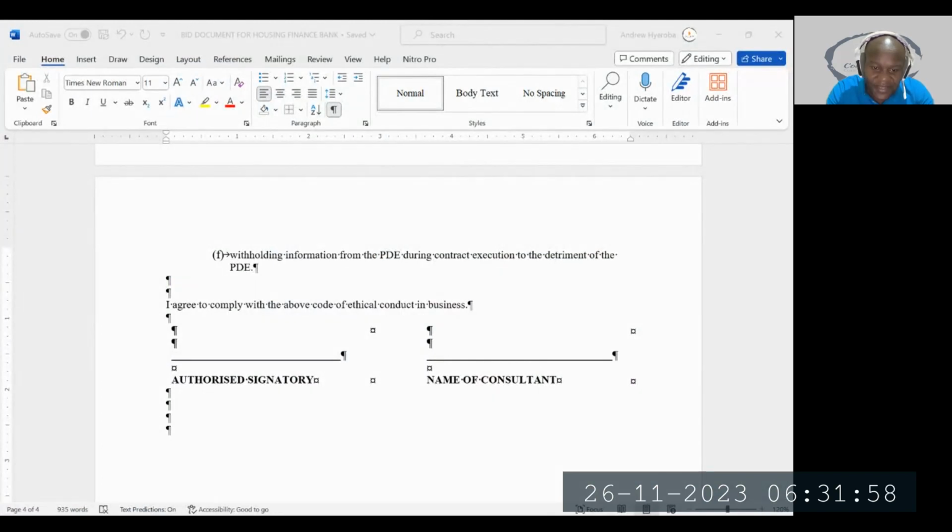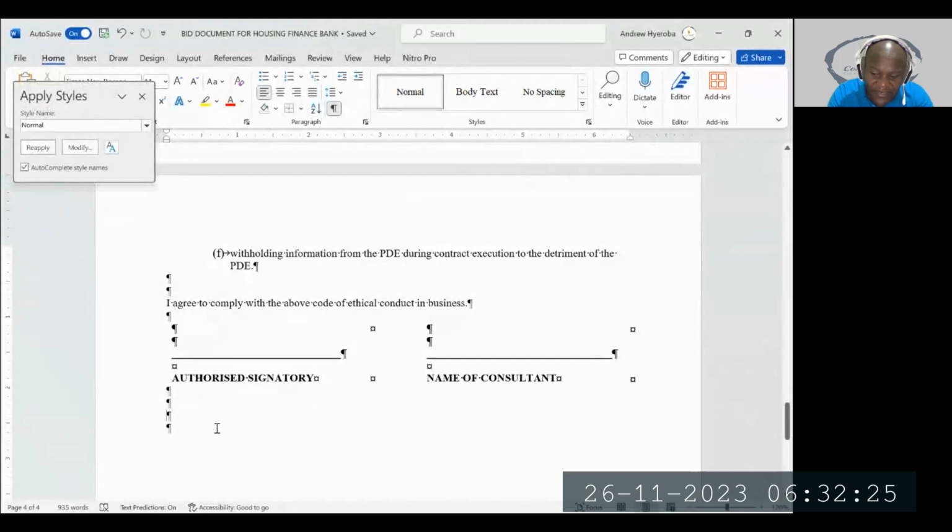So after that, what is the next? Beneficial ownership declaration form. Okay. Now, if you have registered with, what do they call that body? URSB. Then this information is easy for you to get. We just pick it from your form and we fill in the blanks.